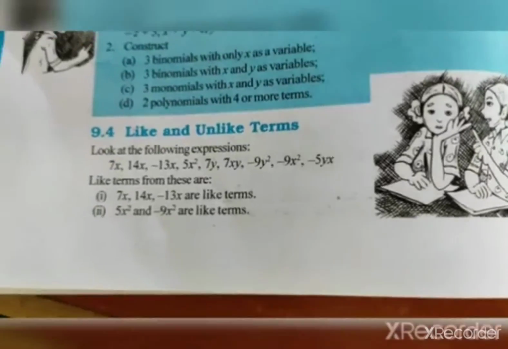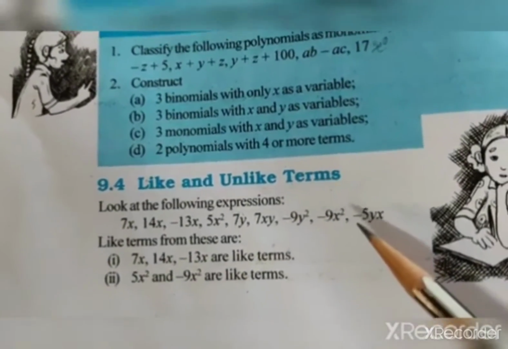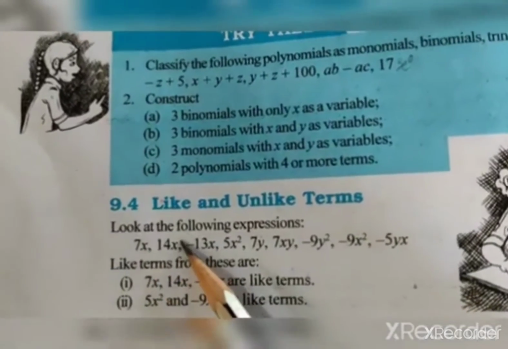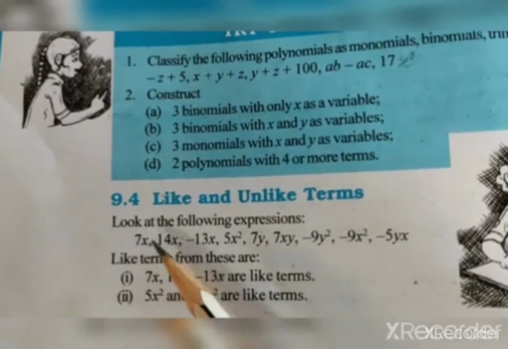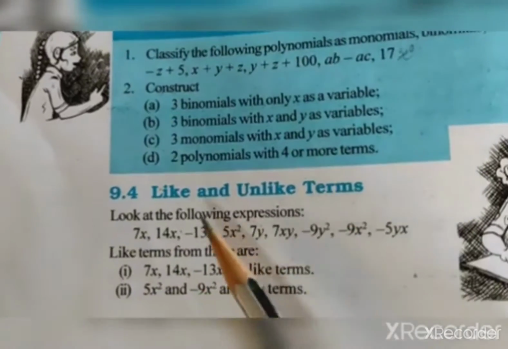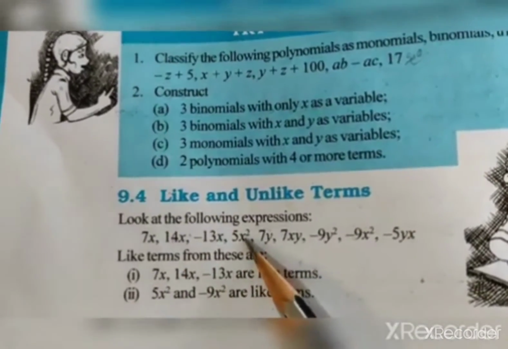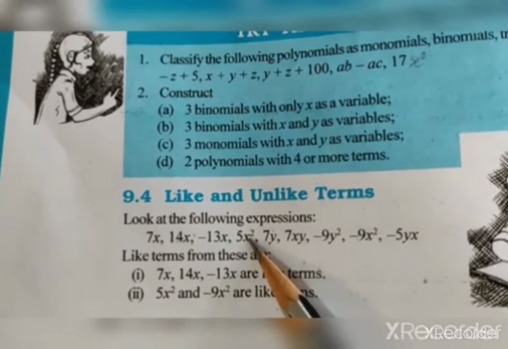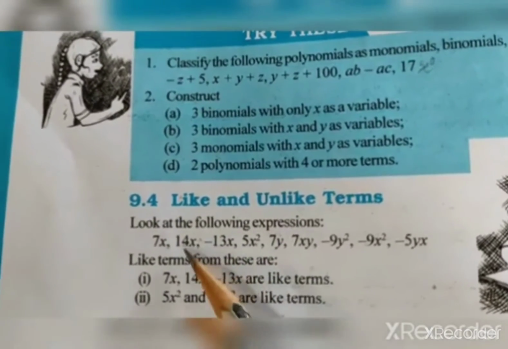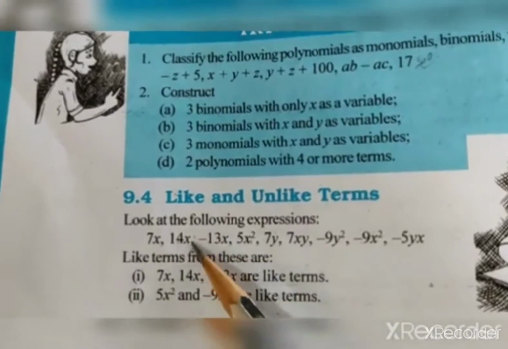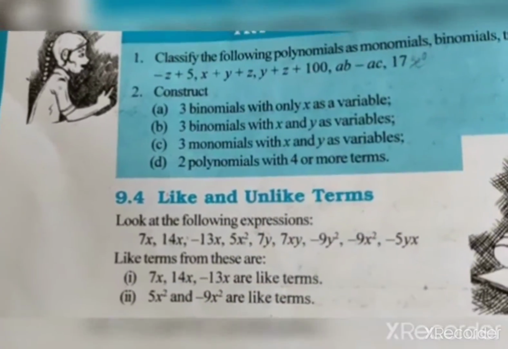Now like and unlike terms. In like terms, the coefficients may be different, but the variables should be the same. Here you can see x, x, and the coefficients are different, so these are like terms. But 14x and 5x square are not like terms. Why? Because the coefficients may be different, but the variable is the same, the exponents of the variables are different here.